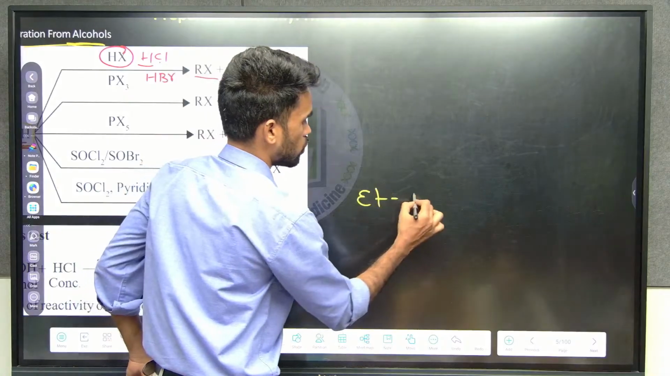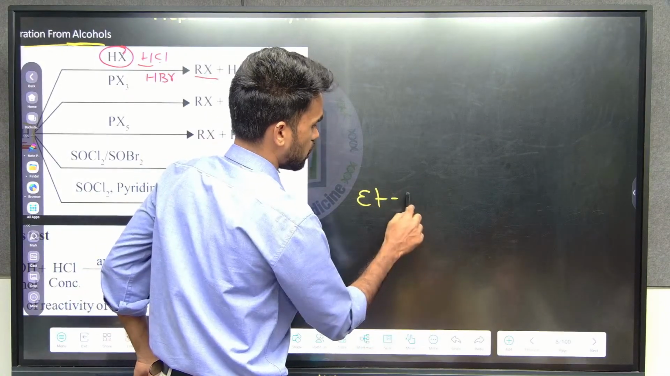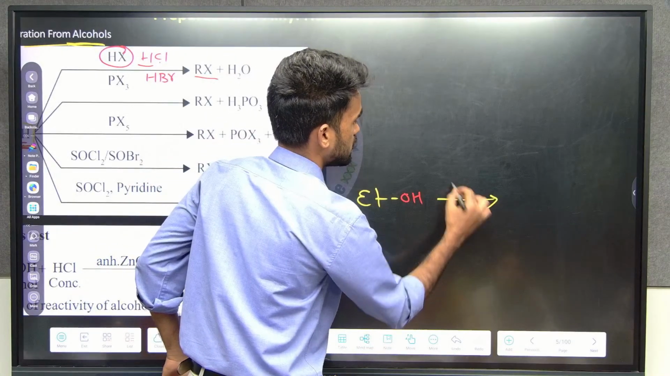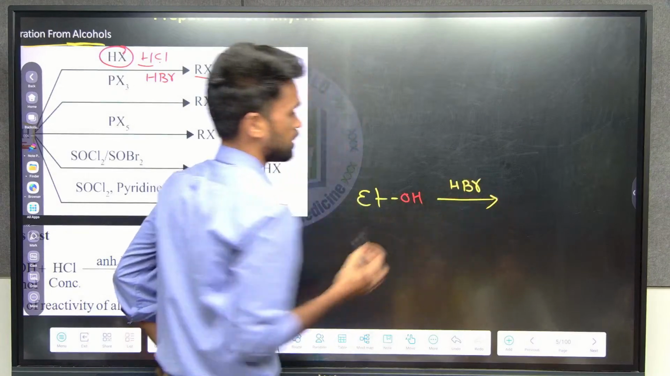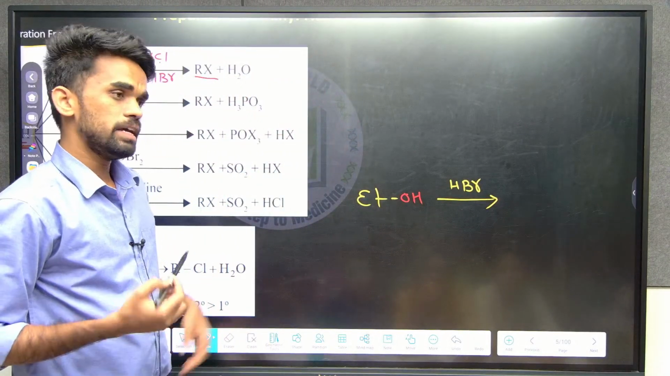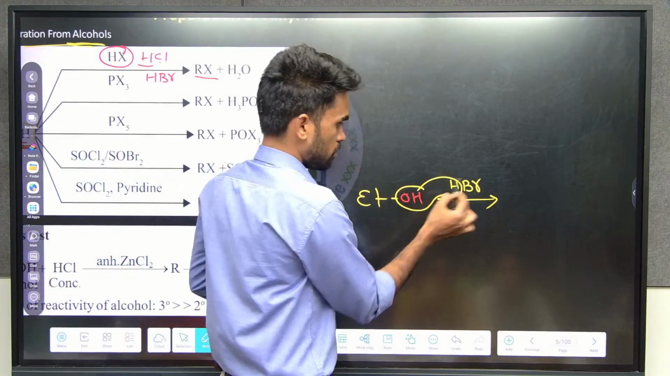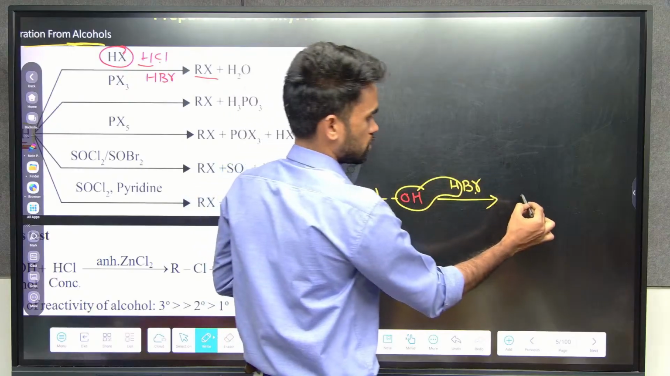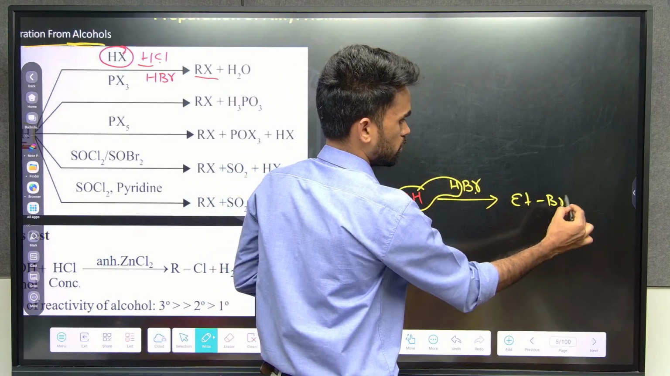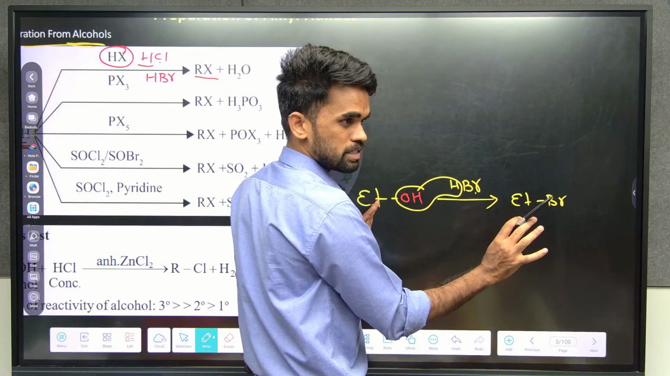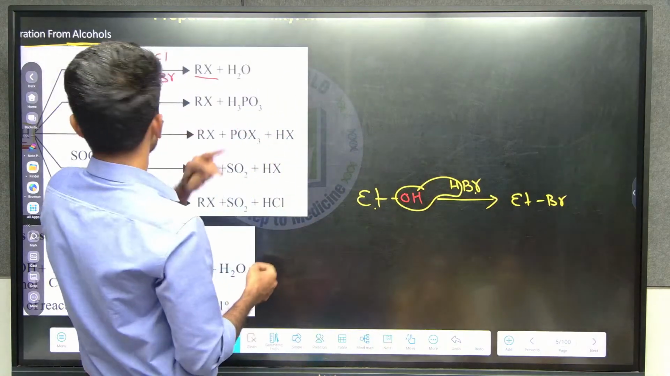Ethyl alcohol is there. I am treating with HBr. Tell me what happens here? Ethyl bromide. Remove this as water, ethyl group, bromide. That's it. Is this clear? Easy to understand. Like that, the first reaction is done.